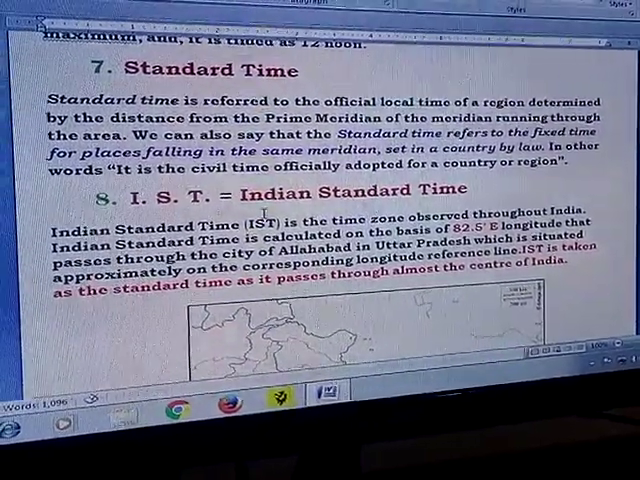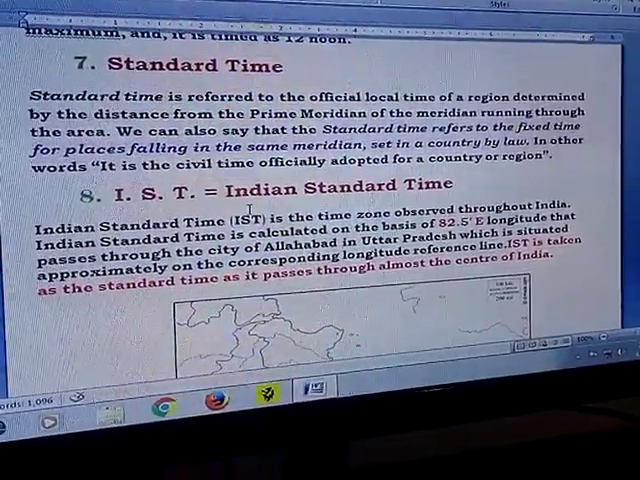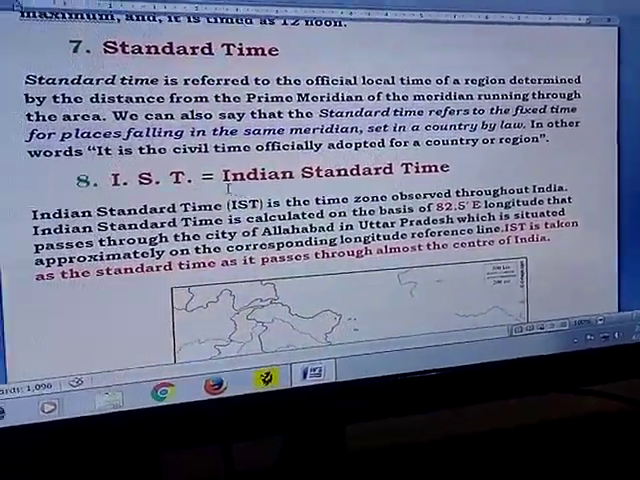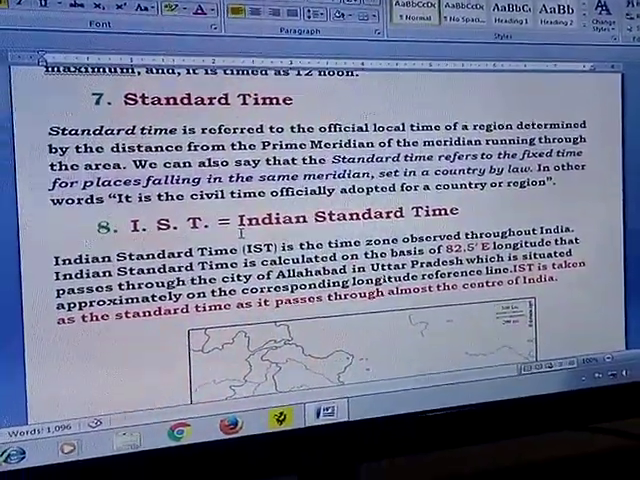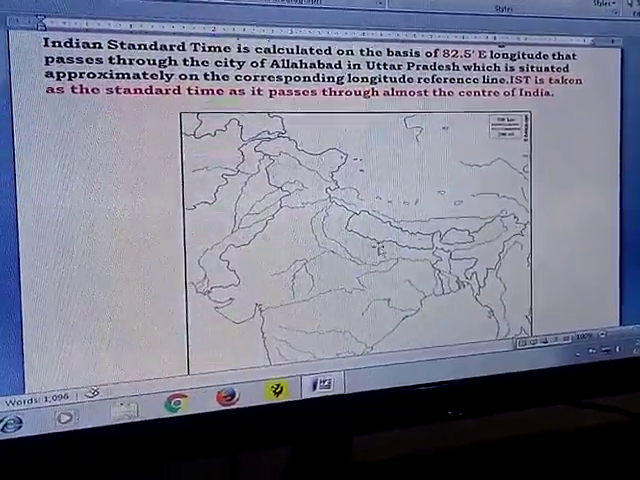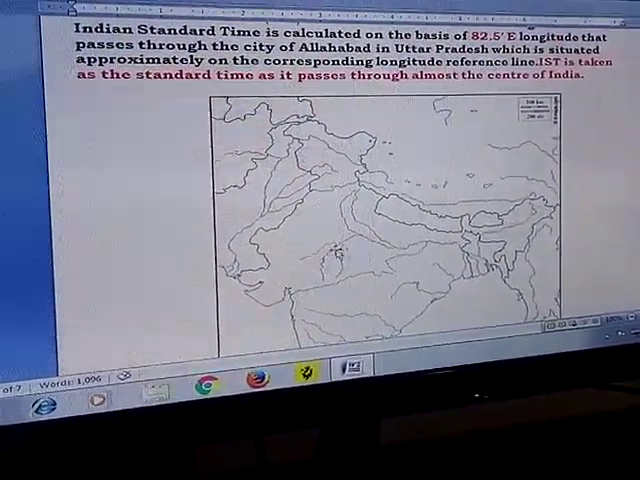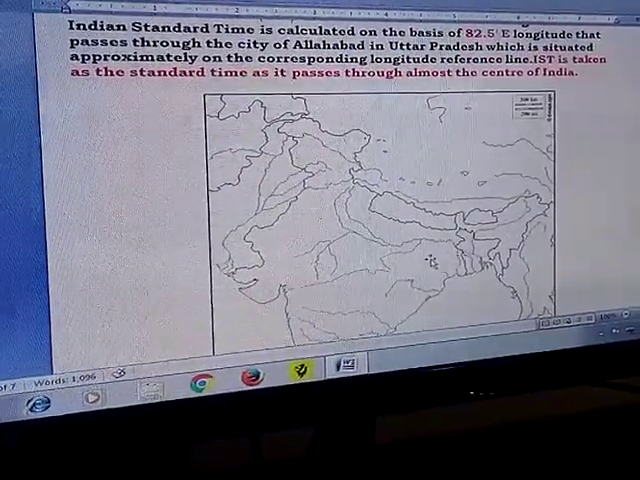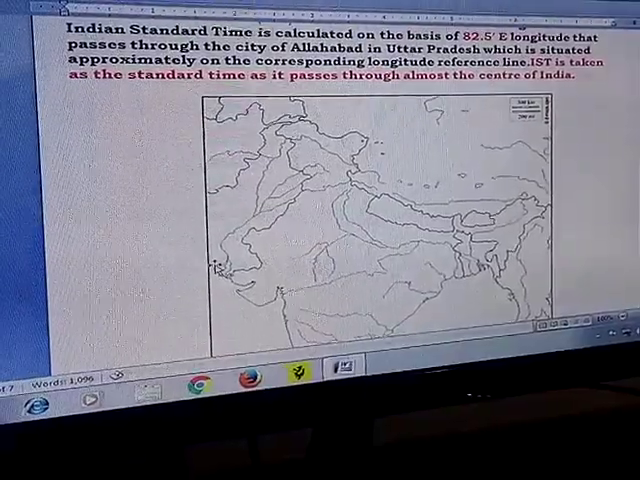Well, like I told you, India is a small country geographically, compared to many countries that are very large. Between India's easternmost part and westernmost part, hardly 30 longitudes are passing. So 30 into 4 is 120. That means 120 minutes, which is 2 hours difference.